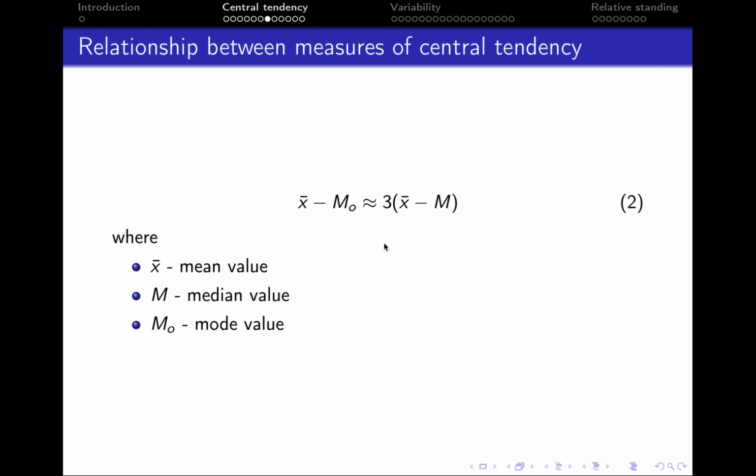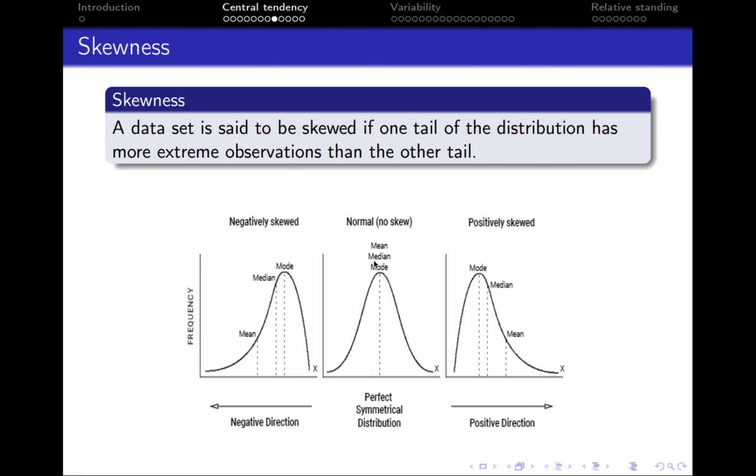There is also a very nice relationship between these three measures, and here is the equation. The mean minus the mode is approximately equal to 3 multiplied by the difference between the mean and the median. To understand the relationship between mean, mode, and median, you need to be familiar with the term skewness. If you look at these 3 graphs, you can see that there are 3 types of skewness: negative, normal, and positive. To analyze skewness, we can use 2 approaches.